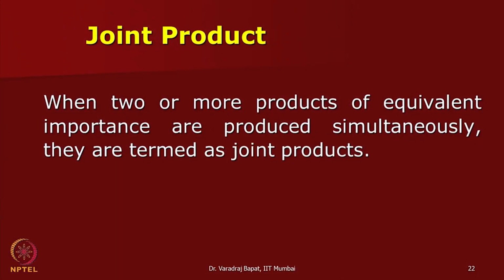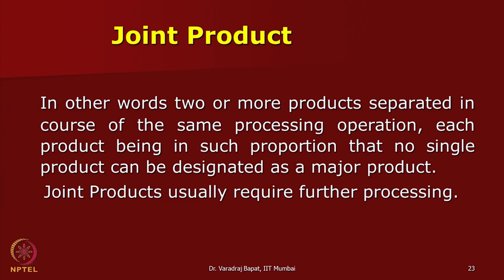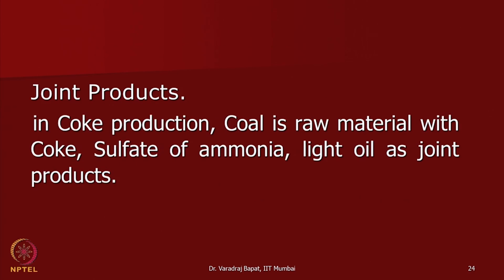Now let us look at one more aspect, that is known as joint products. Now when there are two or more products being produced together, they are called joint products. In other words, these two products up to a point of time are made from the same process, then they separate out and you have two different products which may or may not require further processing.